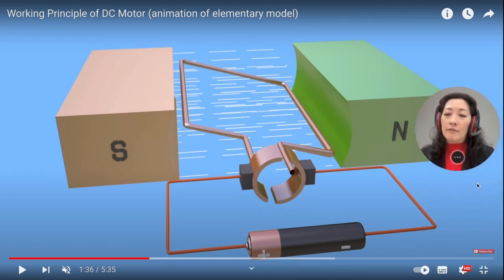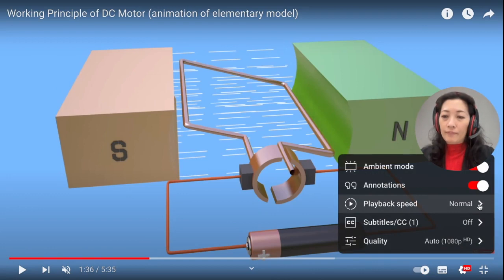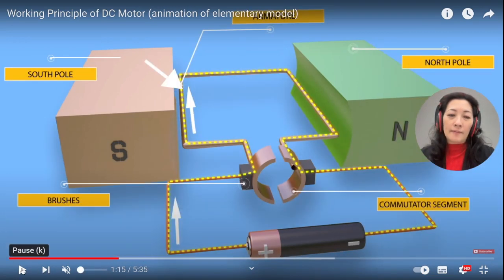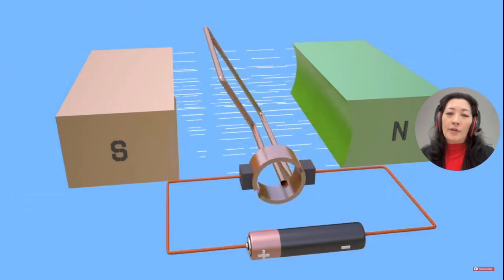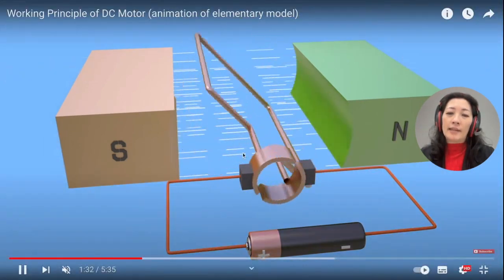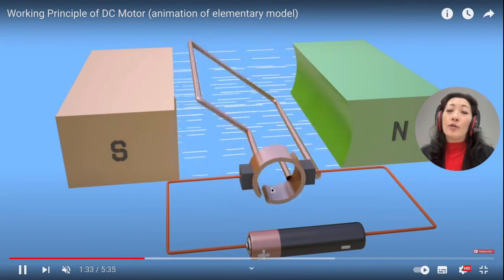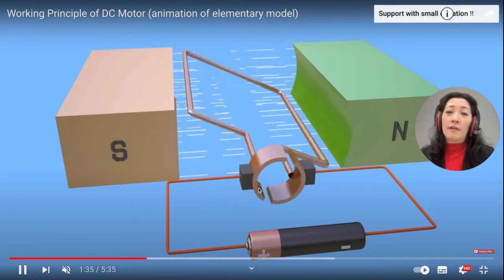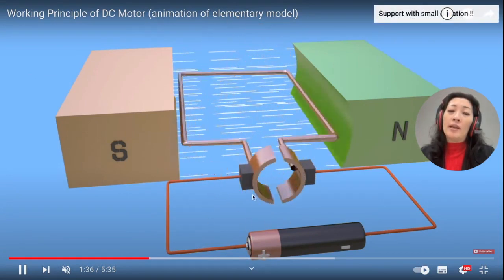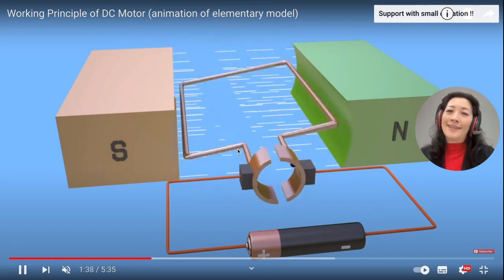I'm going to slow this down. And let's replay that again. So let's replay, and you can see how, as the coil rotates, the commutator rotates together to allow for the connection between the power supply and the coil.